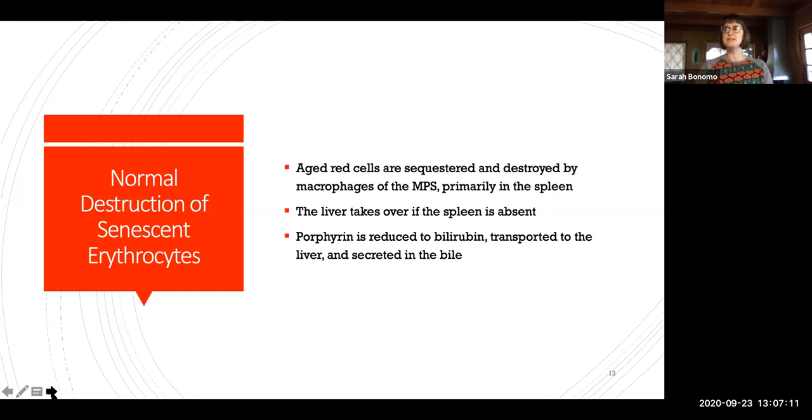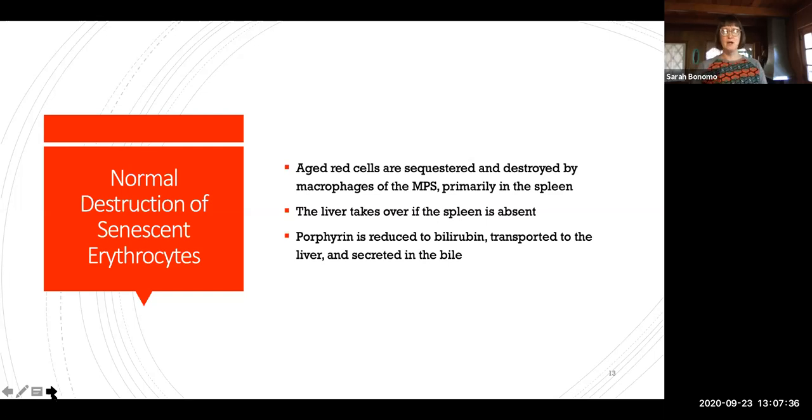If for some reason someone doesn't have a spleen, so let's say they had an accident and their spleen ruptured and had to be removed, the liver can take over this part of the job, essentially. It's not quite as good as the spleen is at the job, but it can go ahead and take over there.